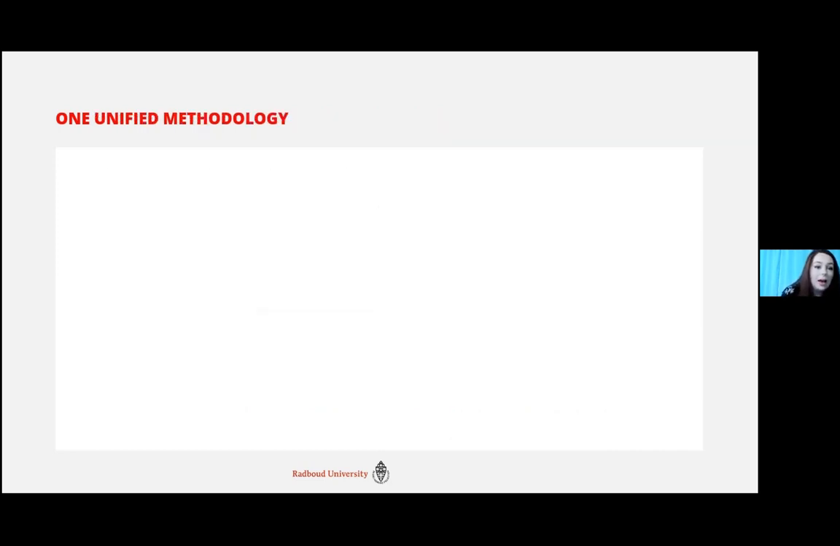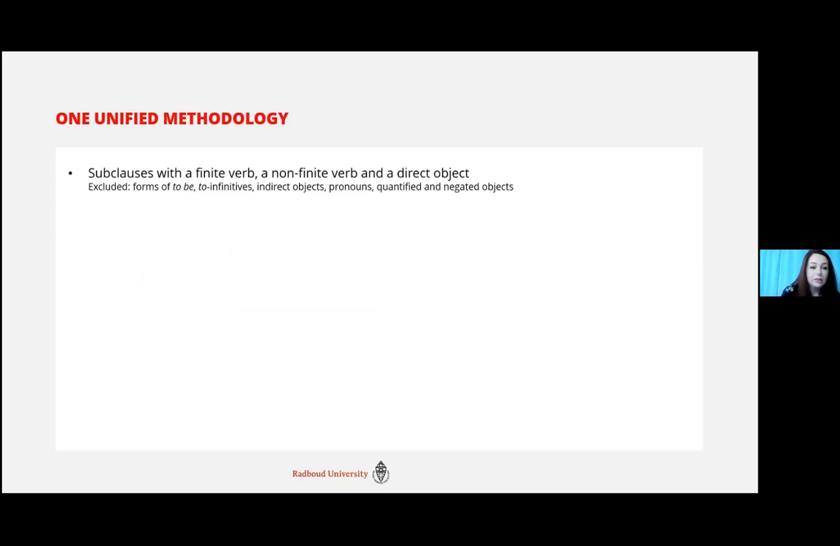That is why I use one unified methodology to study the variation in all of these languages. I decided to focus only on subclauses with a finite verb, a non-finite verb, and a direct object. I included subclauses with two verbs only to, one, stay away from any possible influences of verb movement, and two, especially in the literature on English, two-verb clauses play an important role. So that is why I restricted the data sets to this limited type of clause.